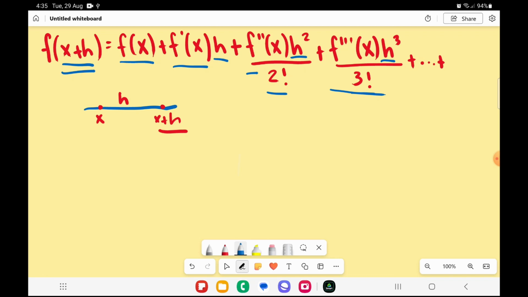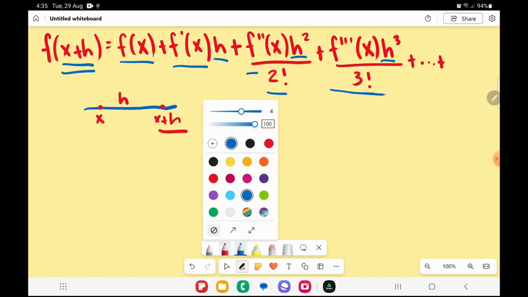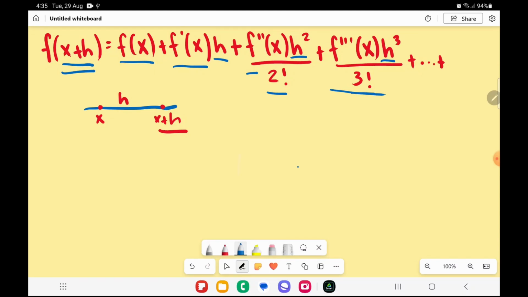To illustrate this in a real graph that was set up in a coordinate plane, you will see like this. For example, I have a coordinate plane with horizontal axis as x and a vertical axis as f of x. And I have a graph like this. Now I have a point in a graph with coordinate x, and f of x.